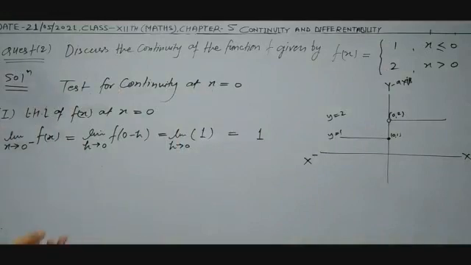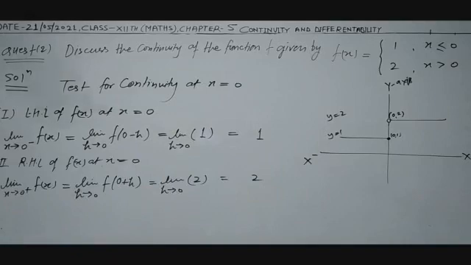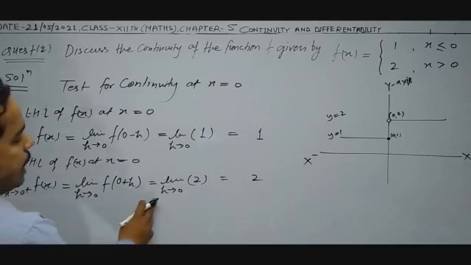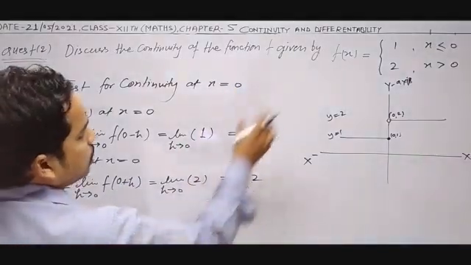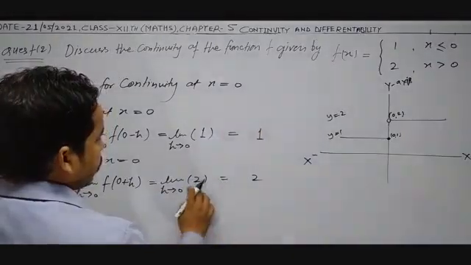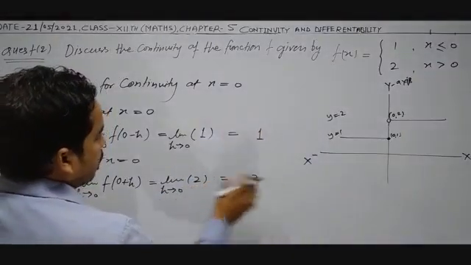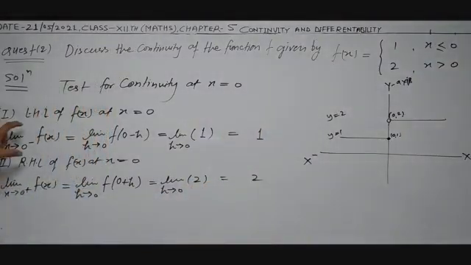Similarly, the right hand limit of the function at x is equal to 0 can be written as limit x tends to 0 plus f(x), which is limit h tends to 0 of f(0 plus h), and this can be written as 2 because x is not here. It is the constant function 2, so the result will be 2. So the left hand limit of the function is not equal to the right hand limit, so the function is not continuous.